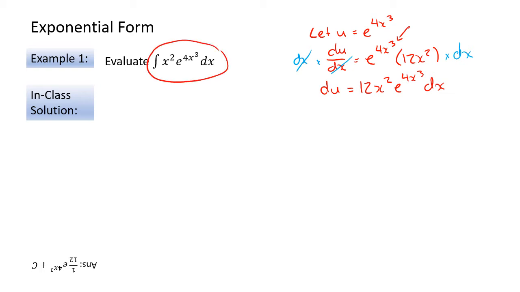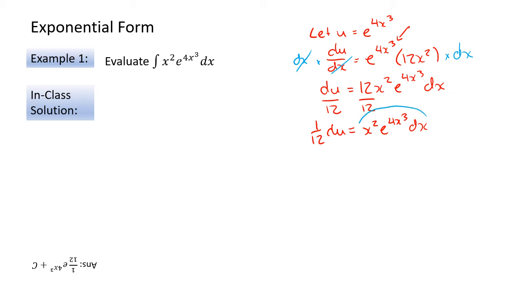This looks very similar, except we have the 12 here. So to remove that, we have to divide both sides by 12. And if we do, we end up with 1 over 12 du is equal to x squared e to the 4x cubed dx. So we can now substitute this in. This is actually the entire function. Okay, so what we're left with here is the integral of 1 over 12 du.